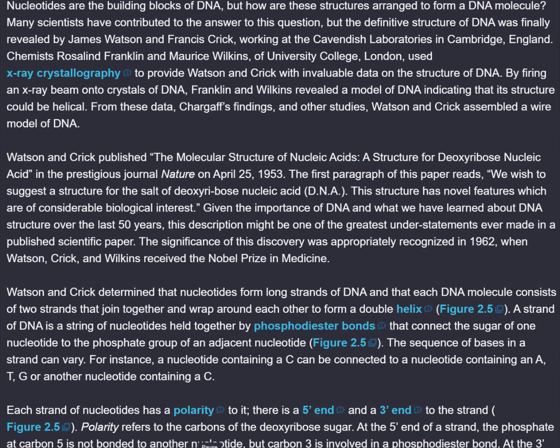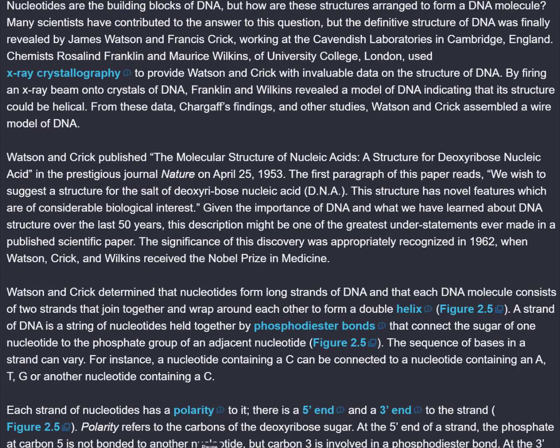Nucleotides are the building blocks of DNA, but how are these structures arranged to form a DNA molecule? Many scientists have contributed to the answer to this question, but the definitive structure of DNA was finally revealed by James Watson and Francis Crick, working at the Cavendish Laboratories in Cambridge, England. Chemists Rosalind Franklin and Maurice Wilkins, of University College, London, used X-ray crystallography to provide Watson and Crick with invaluable data on the structure of DNA.